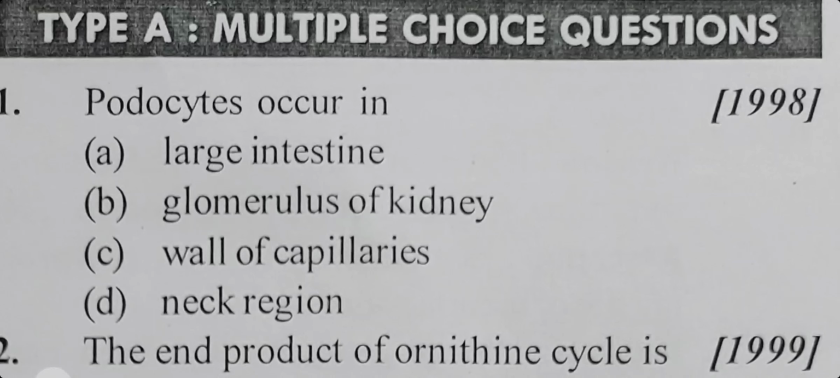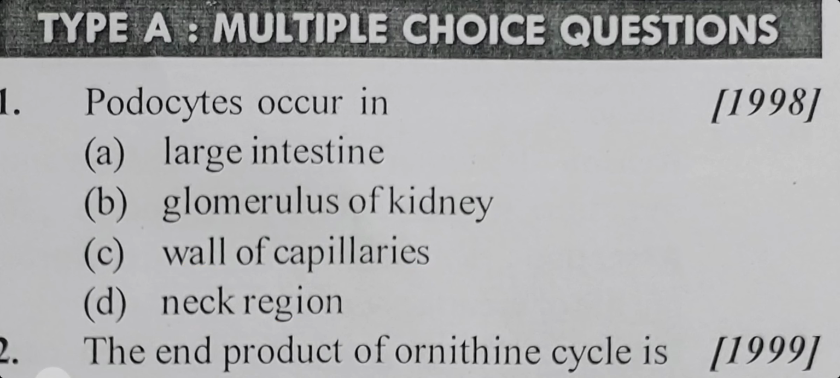Welcome back, students. In this session, we are going to discuss some CET questions from the chapter Excretory Products and Their Elimination. Okay, so coming to the first question: podocytes occur in. The options given are large intestine, glomerulus of kidney, wall of capillaries, and neck region.